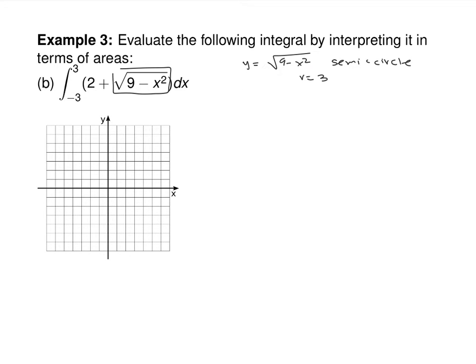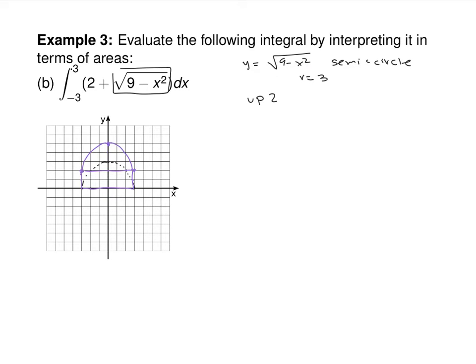R equals 3. What does doing plus 2 to it do then? Moves it up 2. So here's your semicircle of radius 3. I wanted to say circle, just. Okay. And it moves it just straight up 2. So that puts it up 1, 2. And you have a semicircle on top of a rectangle.